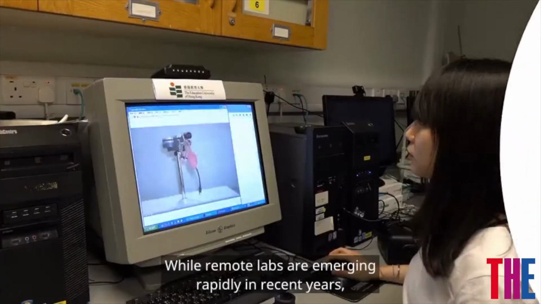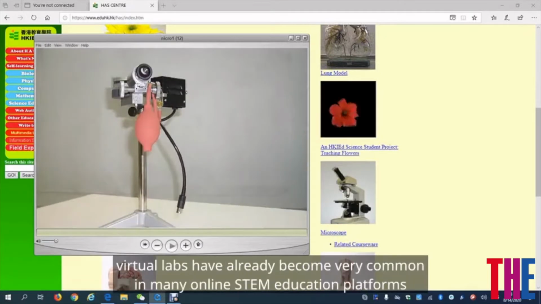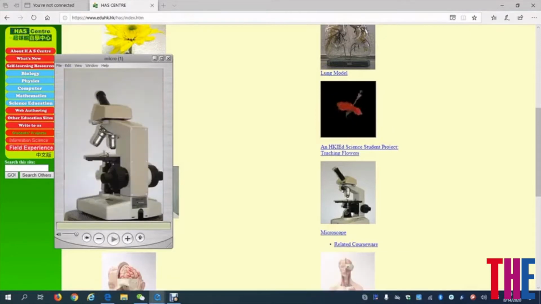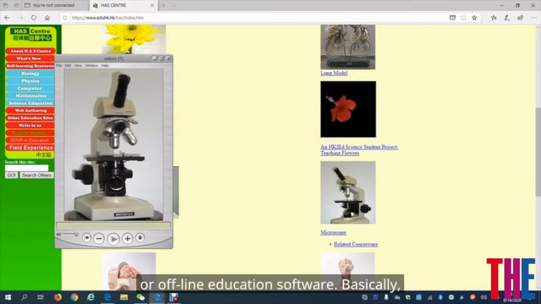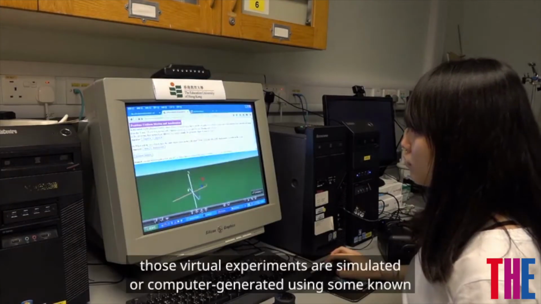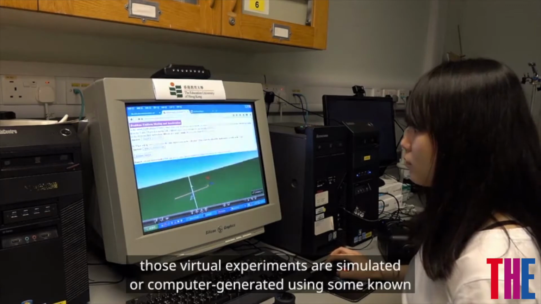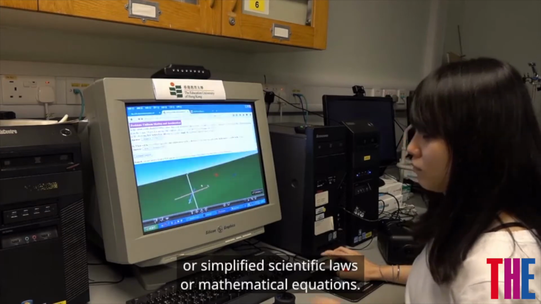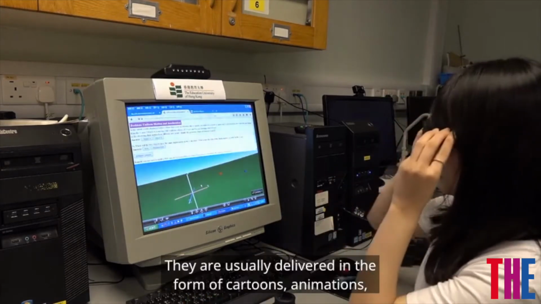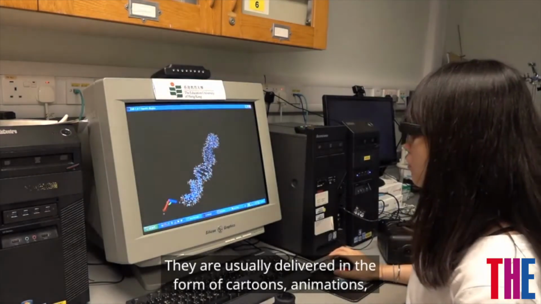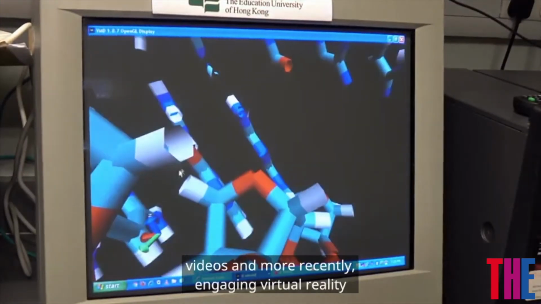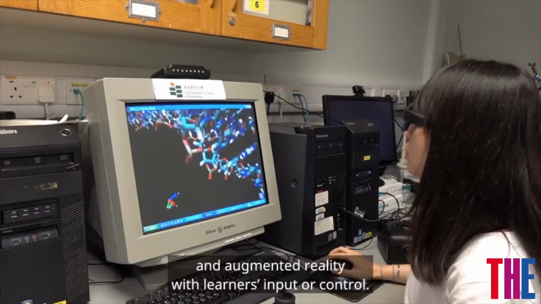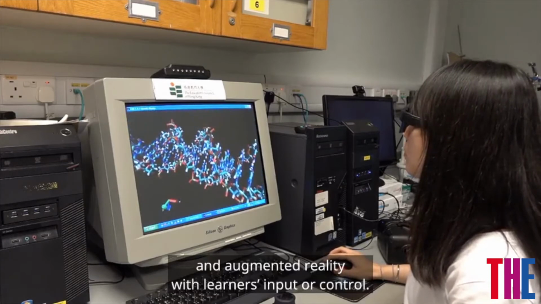While remote lab is emerging rapidly in recent years, virtual labs have already become very common in many online STEM education platforms or offline education software. Basically, those virtual experiments are simulated or computer-generated using some known or simplified scientific laws or mathematical equations. They are usually delivered in the form of cartoons, animations, videos, and more recently, engaging virtual reality and augmented reality with learners' input or control.